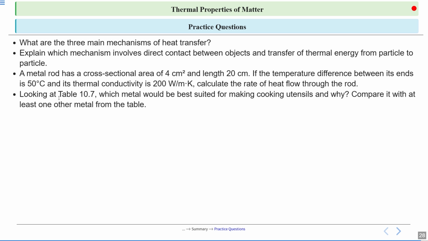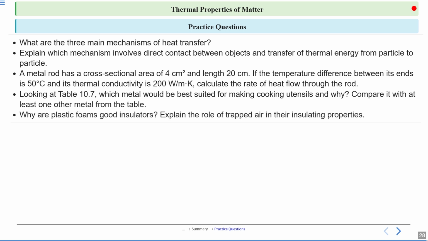Fourth one: looking at table 10.4, which metal would be best suited for making cooking utensils and why? Copper is the best metal. Compare it with at least one other metal from the table. And the last one: why are plastic foams good insulators? There are two types of materials, conductors and insulators. Explain the role of trapped air in their insulating properties.